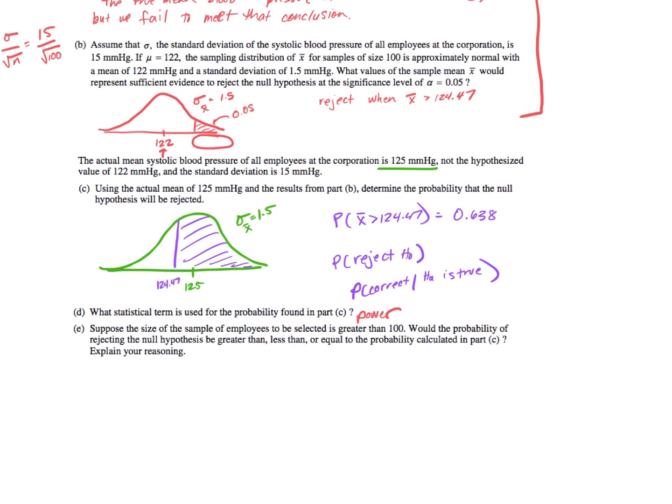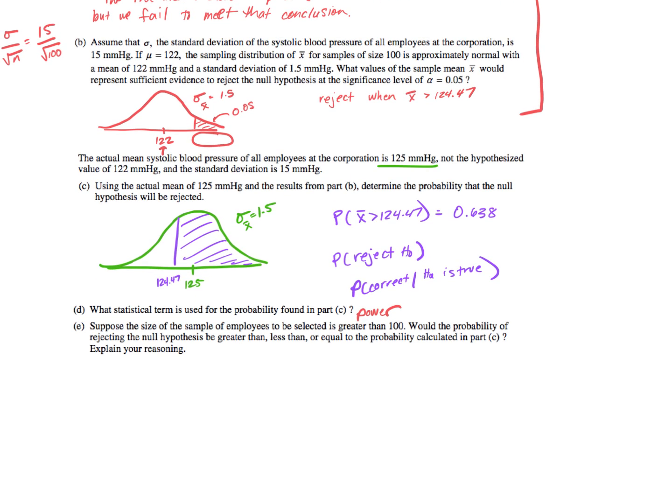Now, you guys tell me. If necessary, I'll ask guiding questions. Suppose instead of selecting a sample of 100, I go with a sample size that is bigger than 100. Would the probability of rejecting the null be greater than, less than, or equal to this probability? Another way of saying that, if I increase my sample size, what will happen to my power? Will it stay the same, increase, or decrease?